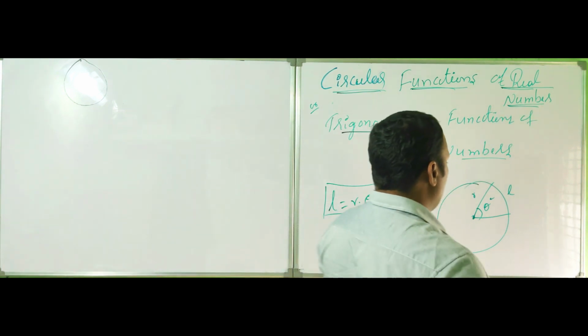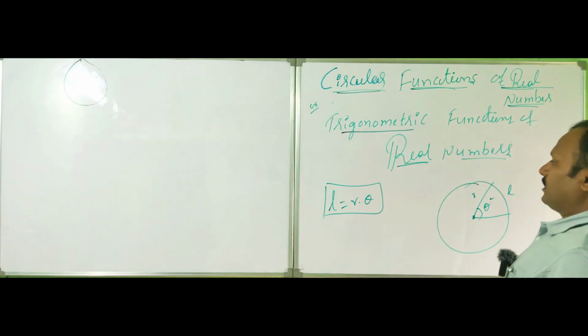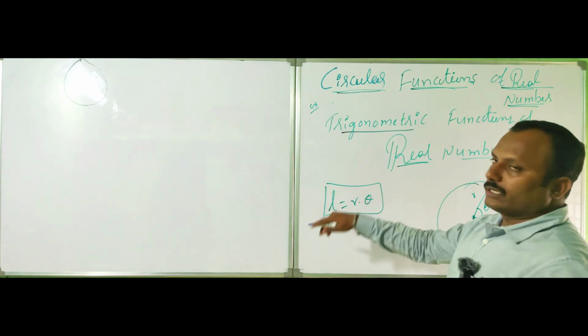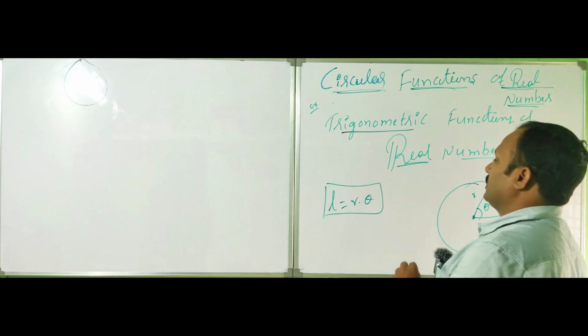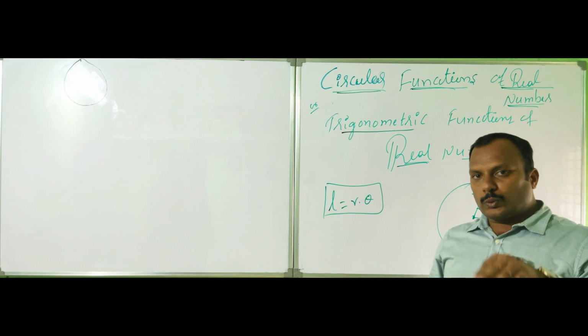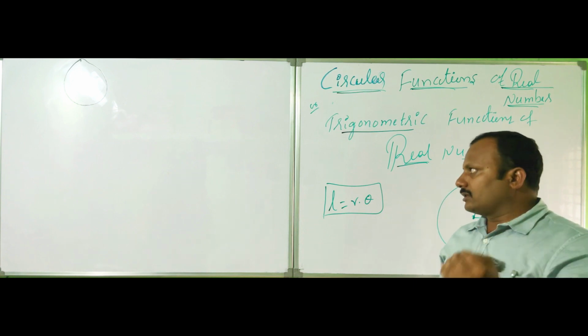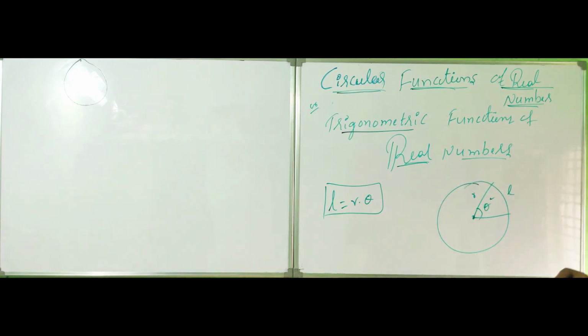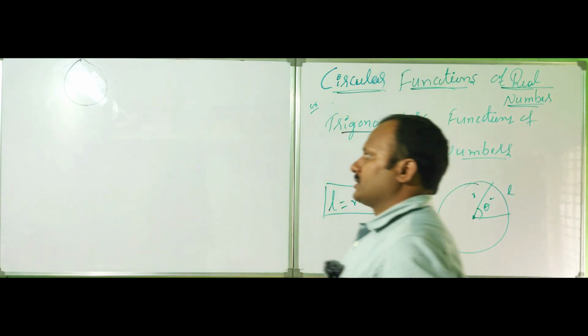This is the concept. Here we have the value of theta. There are three variables, three parameters. If you know two of the parameters, then you can figure out the third one.